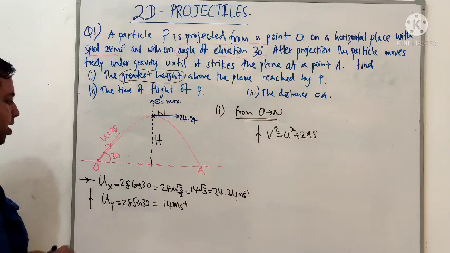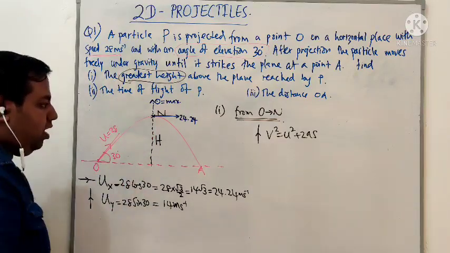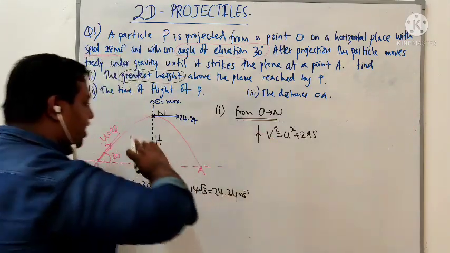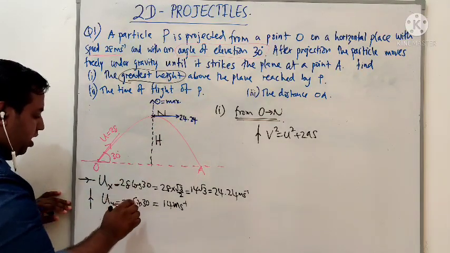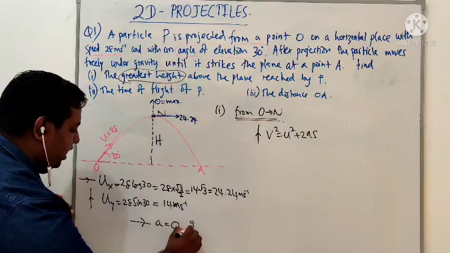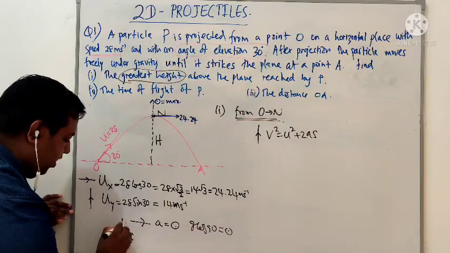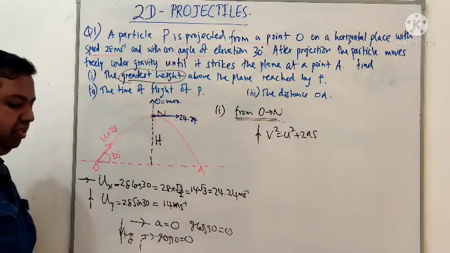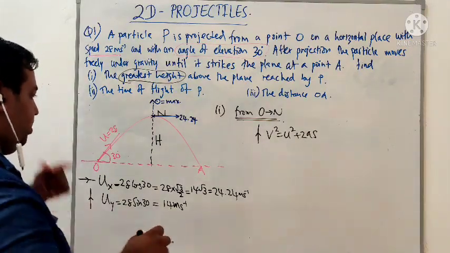Okay, because we know from O to N it moves under gravity acceleration. But when we use it horizontally, gravity acceleration becomes 0, g cos 90. G cos 90 is 0, because gravity always acts downwards. When we use the horizontal direction, this component is at 90 degrees, so g cos 90 becomes 0. That's all. Okay, fine.